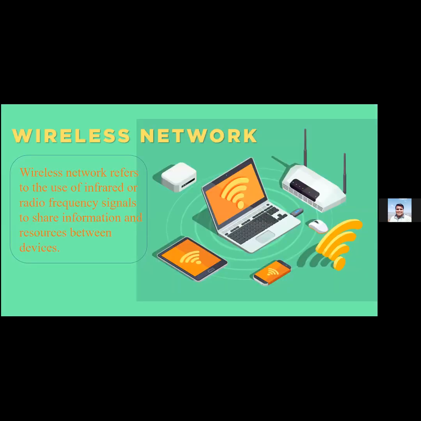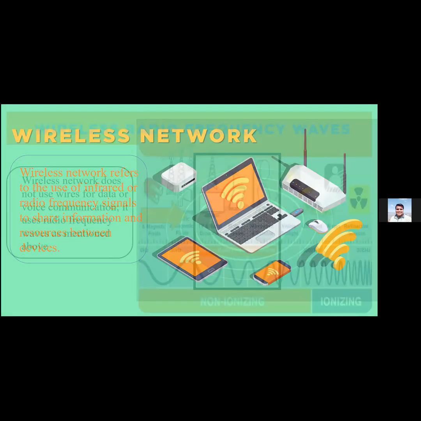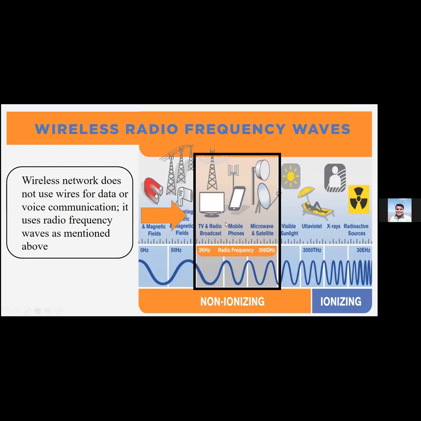So what is a wireless network? A wireless network refers to the use of infrared or radio frequency signals to share information and resources between devices. Wireless technologies are designed to reduce the obstacles created by cables. A wireless network does not use wires for data, voice, and communication. It uses radio frequencies. It uses radio waves for communications.